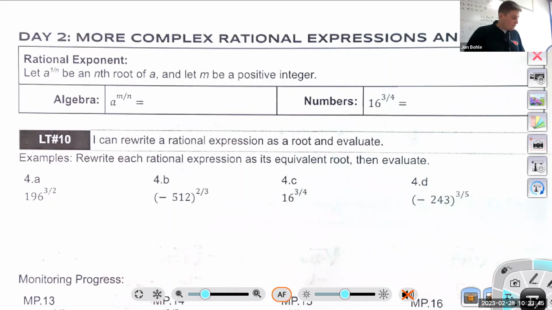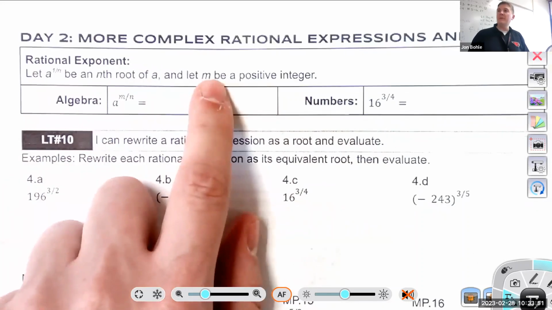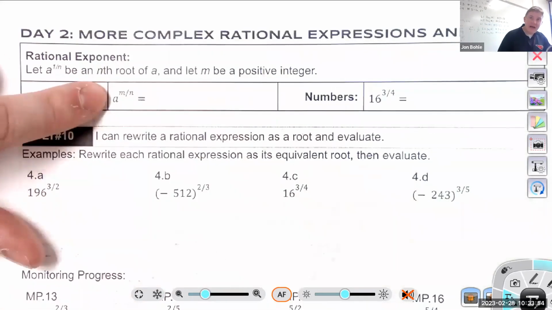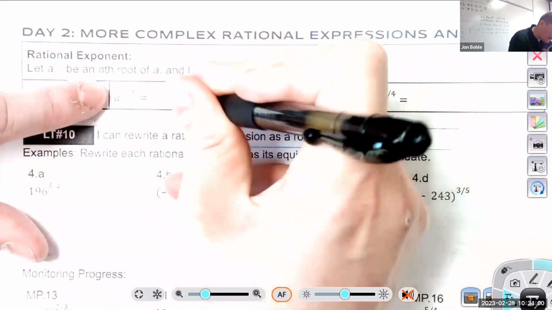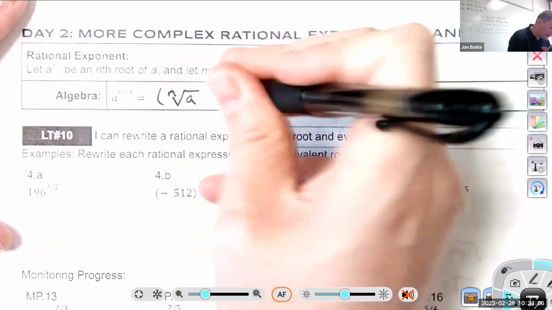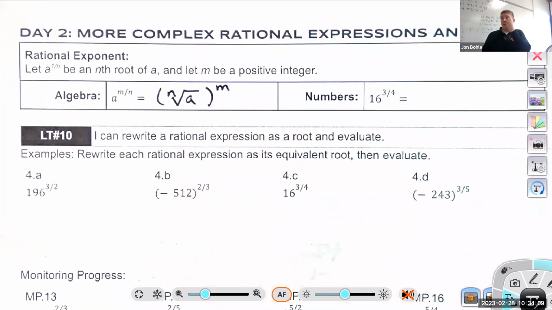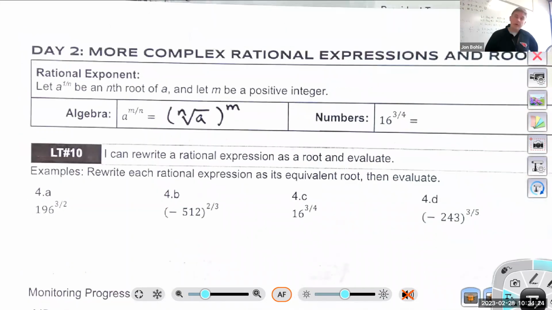So we're going to say if a to the 1 over n power is the nth root of a, we're going to let n be a positive number. What if I don't have 1 on the top? If I don't have 1 on the top of my fraction, I still will have that nth root of a. But then what I have to do is take that number and take it to the m power, whatever that number is. So when you have a fraction as an exponent, your top number is the power, the bottom number is the root. And that's basically the only new thing.